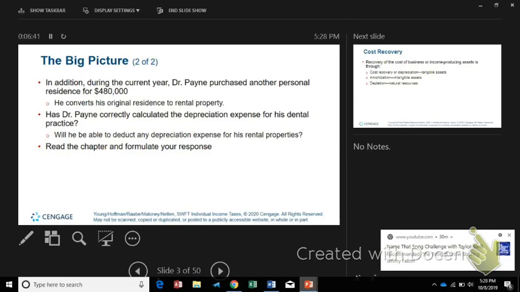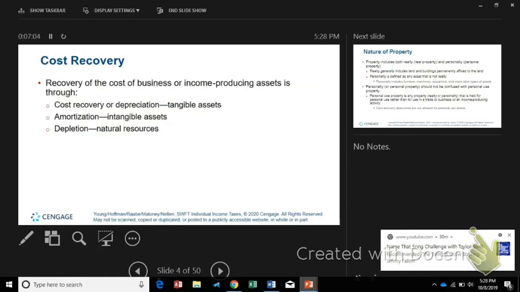In addition, he has a personal residence that he purchased during the year, which he converted to a business. All right, that actually does happen. He converted it to a rental property. People do that, so we're going to look at how that might affect his taxes. He wants to know if he calculated his depreciation correctly. So we're going to go through and take a look at the different ways that he could have calculated his depreciation. All right, so the first thing is cost recovery.